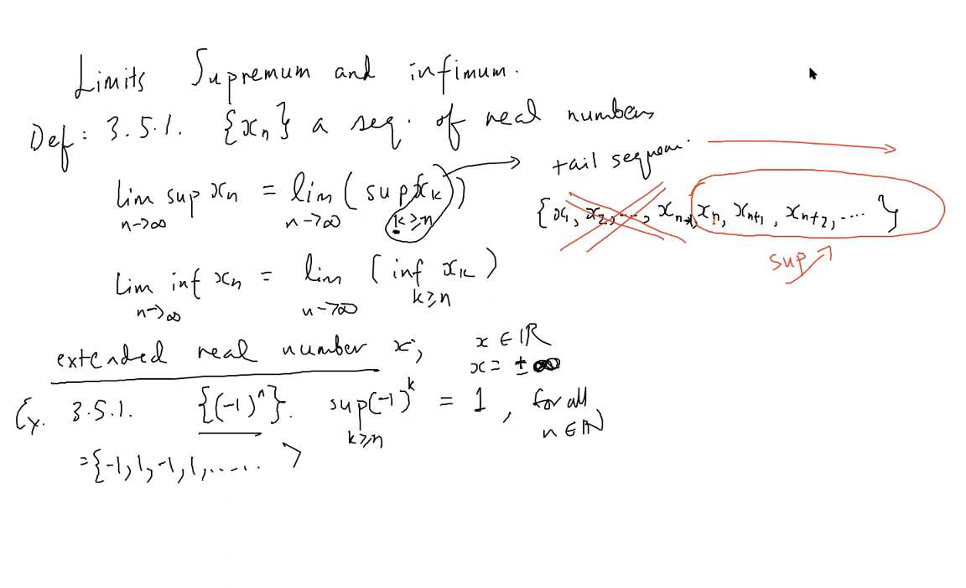Okay, so it will just keep on repeating this pattern, right? Suppose you have any tail here. Let's say this is your tail. Now the supremum of this tail is definitely 1, because it just moves around between minus 1 and 1. Okay, the supremum is definitely 1.